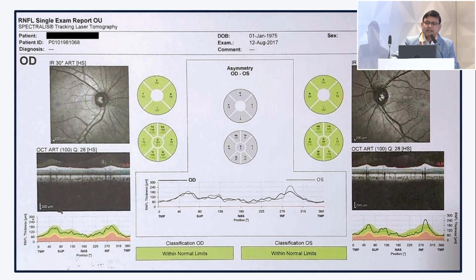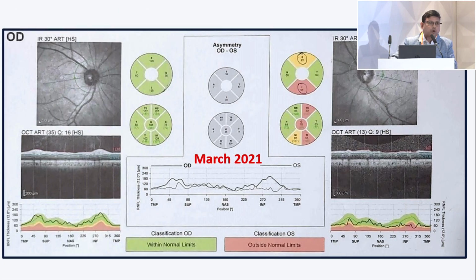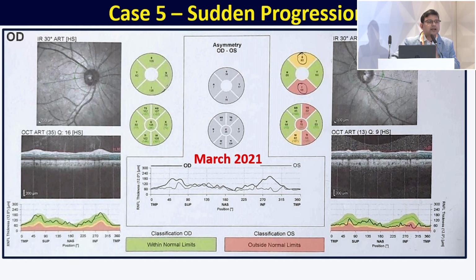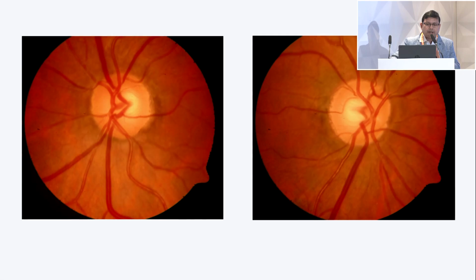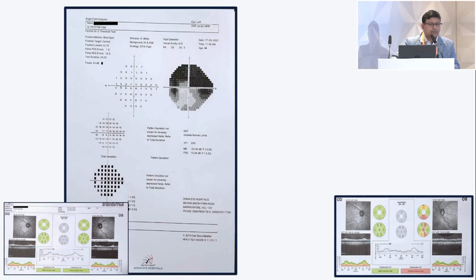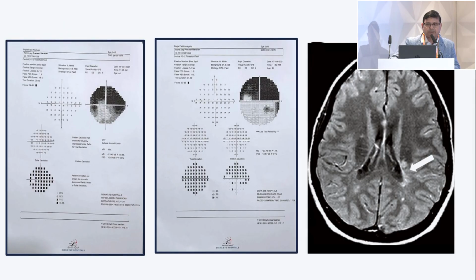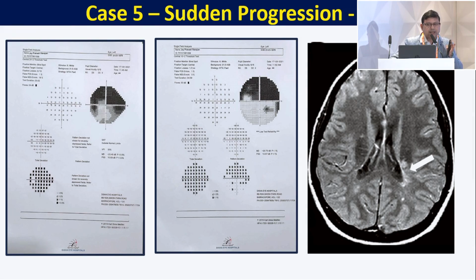Here you can see that the RNFL is normal, 2017, 2018, progresses abnormally in 2021. So there is this sudden progression. Now, when you have a sudden progression and the disc looks normal, there's something again going on. But the visual fields, again, they were absolutely normal earlier, gross progression. So again, you have to think out of the box, do an MRI. So this was a case of retrobulbar neuritis due to multiple sclerosis. So the MRI showed multiple sclerosis.